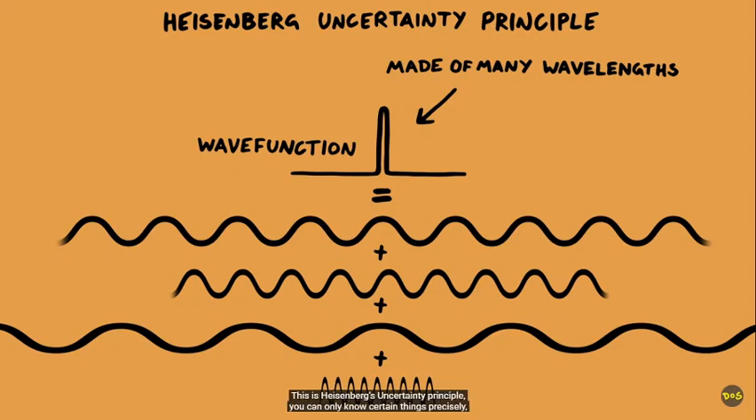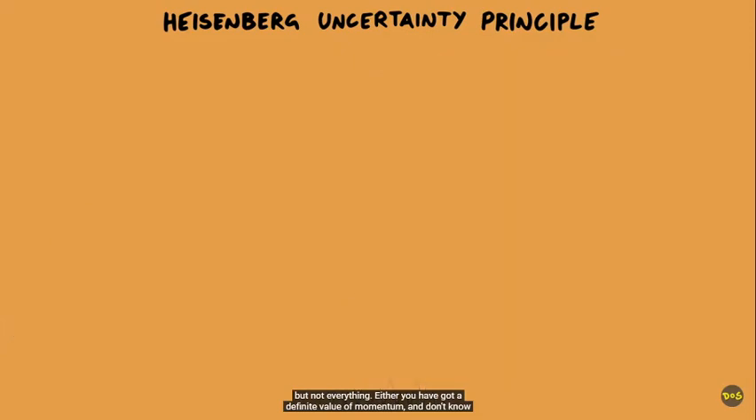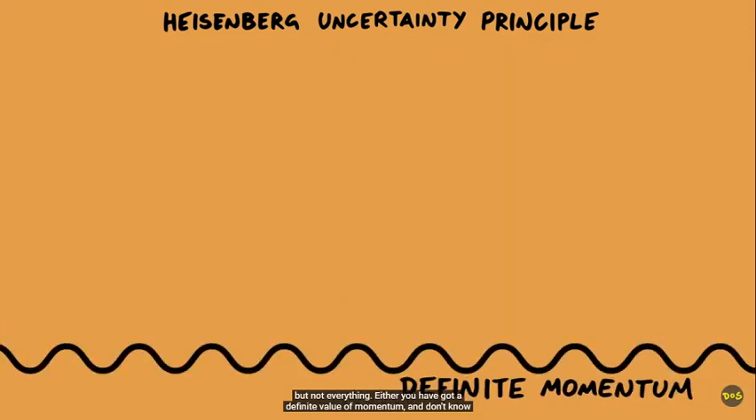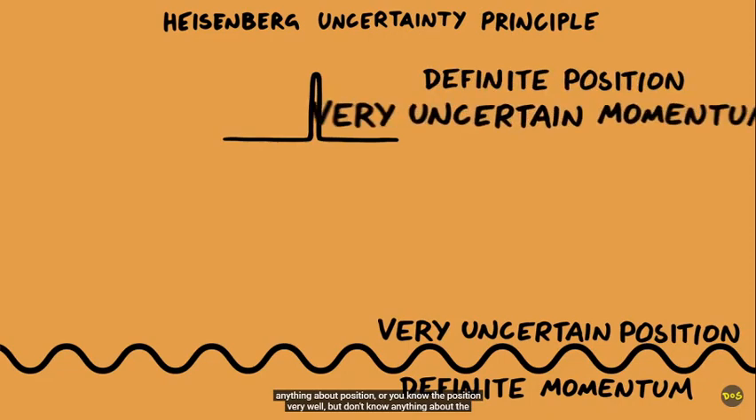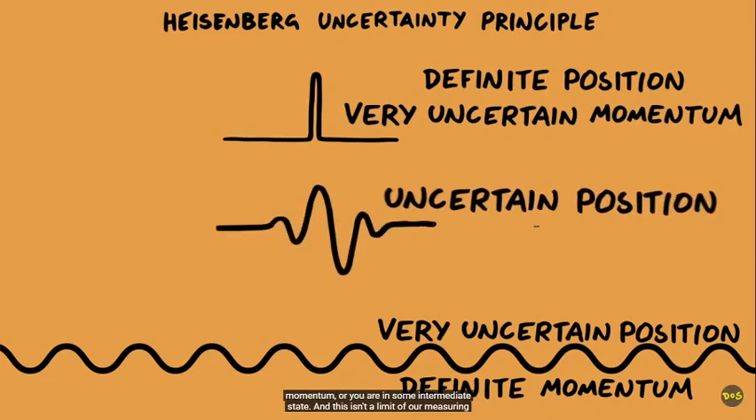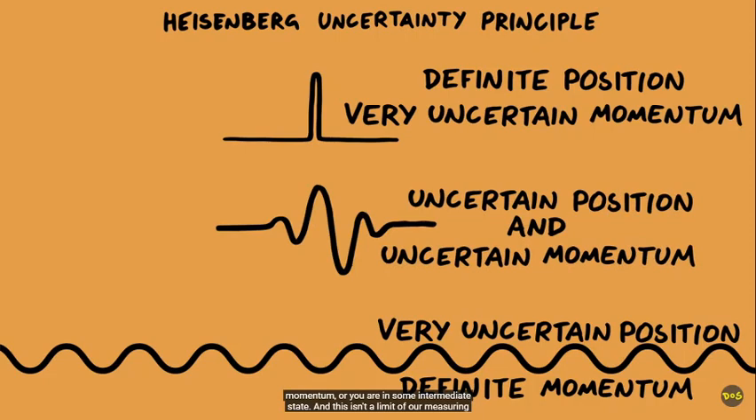You can only know certain things precisely, but not everything. Either you've got a definite value of momentum and don't know anything about position, or you know the position very well, but don't know anything about the momentum. Or you're in some intermediate state. And this isn't a limit of our measuring apparatus, this is a fundamental property of the universe.